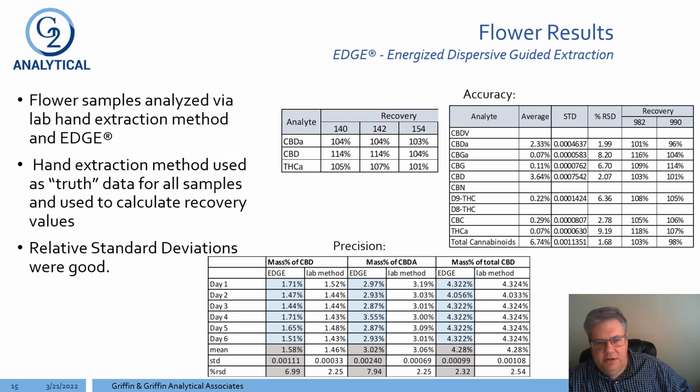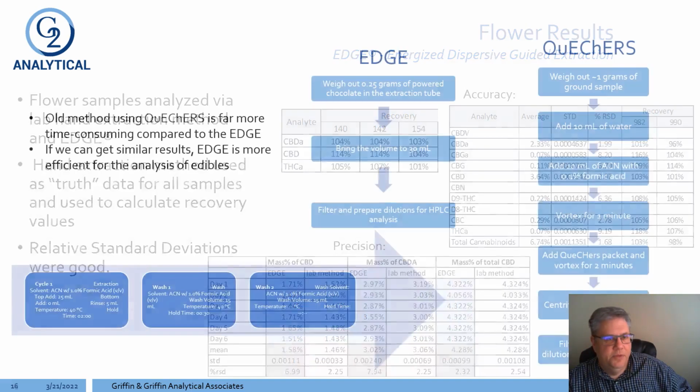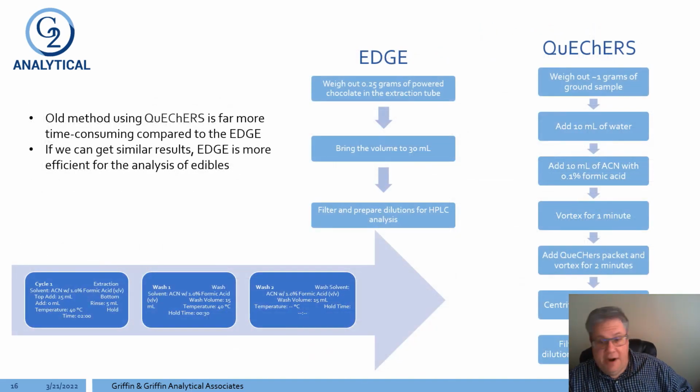Now remember, our hand extraction technique is pretty simple compared to our modified QuEChERS, and this is our modified QuEChERS, and I see my head's over part of it there, so I apologize for that. But essentially, with the QuEChERS, you have to weigh out your sample, then you have to add water, and then you have to let that dissolve.